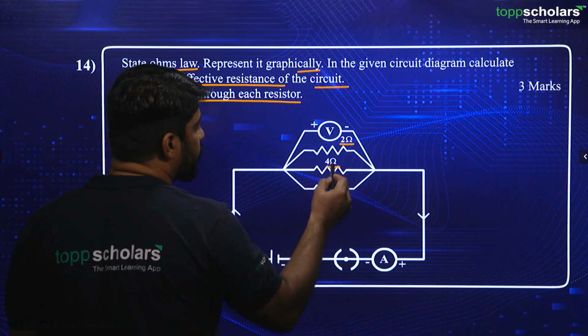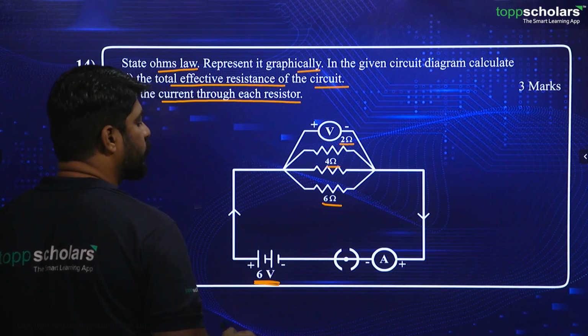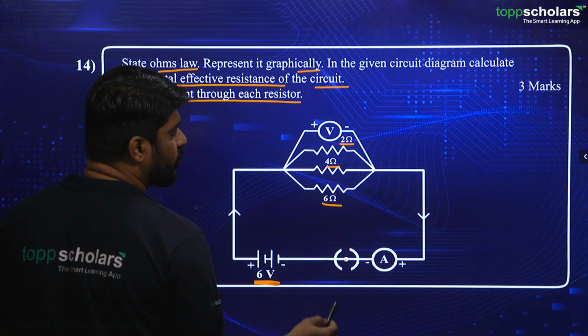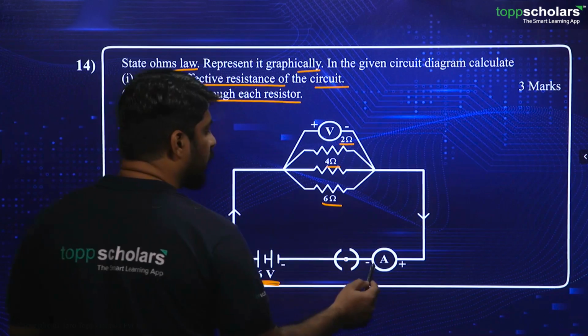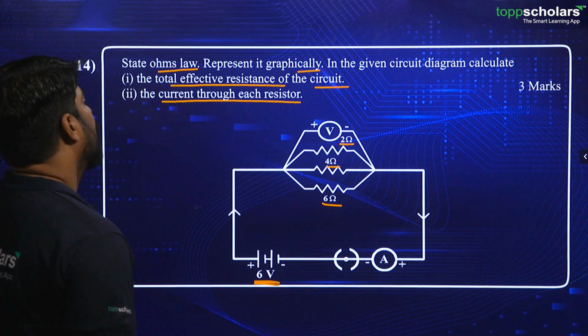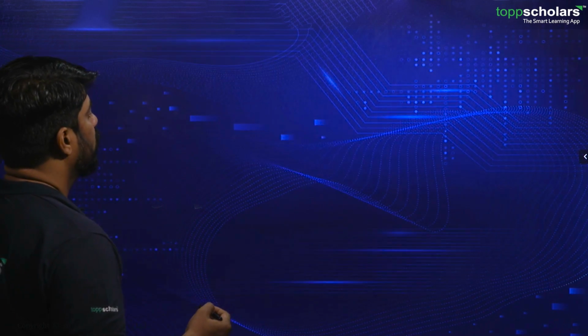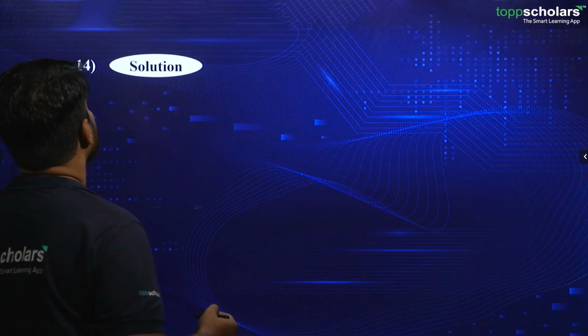So definitely each one of these will get the same voltage of the battery, that is 6 volt. Here is a plug key which is closed, that means the current is flowing, and this is the ammeter for measuring the current. Okay, so now we have to calculate a few things here. First we have to state the Ohm's law. Let's look at the solution now.